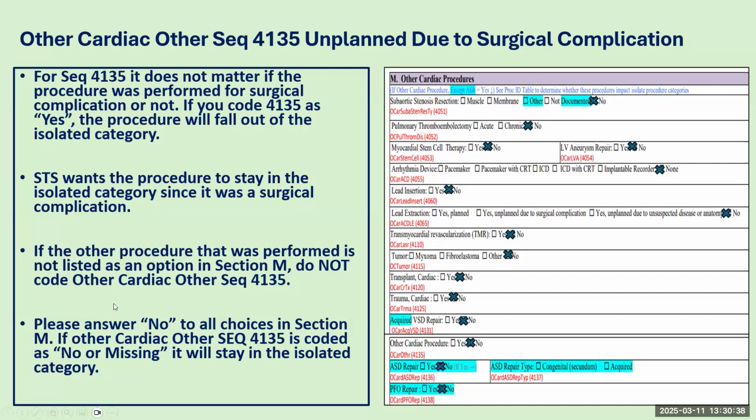So what we've instructed you to do is you can answer yes to 2140, and you could say it was unplanned due to surgical complication. But when you get over to this other cardiac other procedures, just answer them all no. Just answer them all no. This is our workaround until we get to the upgrade and update the PROC ID chart.